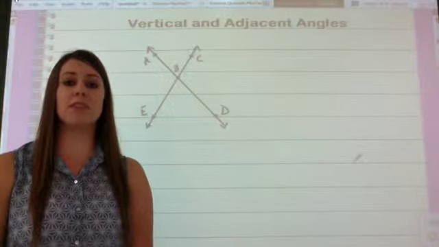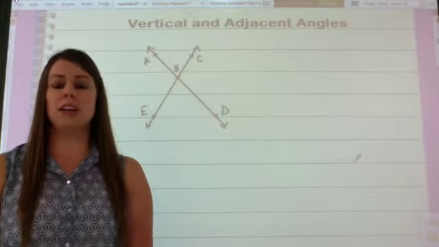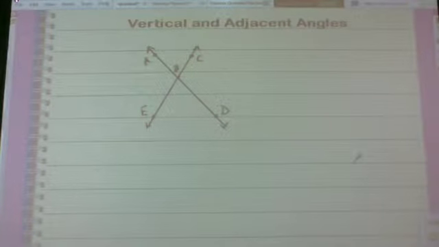So let's talk about vertical angles first. What are vertical angles? Well, vertical angles are angles that are opposite of each other. They share the same vertex, they are congruent, and they have the same measure.